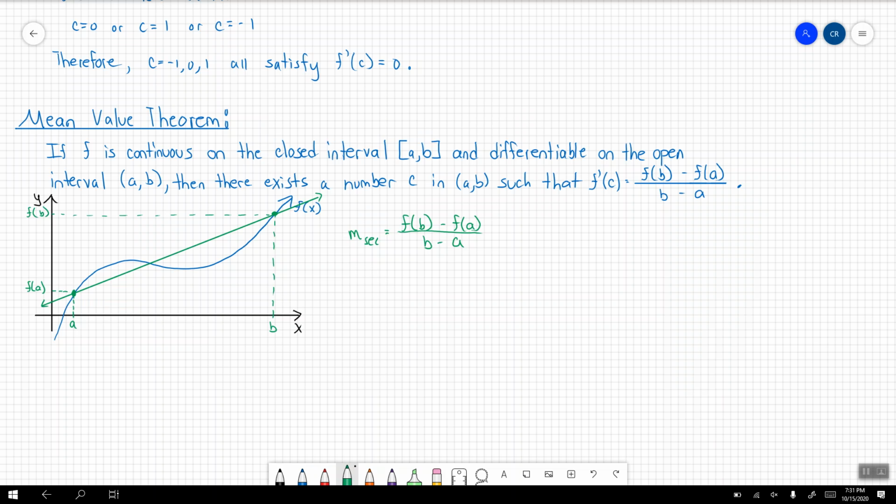Great. Now, what the mean value theorem says is that somewhere along this interval, since this function is continuous and differentiable on the interval from a to b, there is a derivative that, when evaluated at some value c, and this value c will exist inside of the interval from a to b, the slope of the tangent line will be equal to the slope of the secant line. So what we're looking for is the slope of the tangent line. This is going to be f prime evaluated at some c.